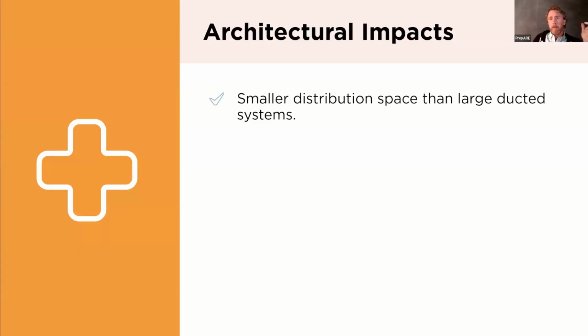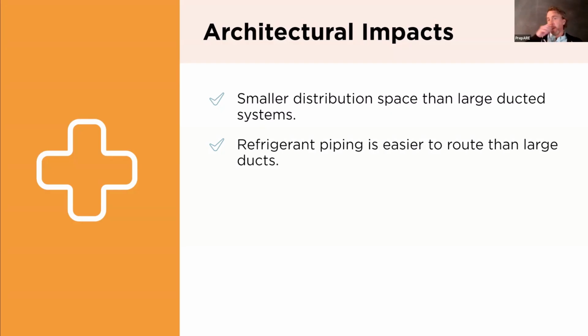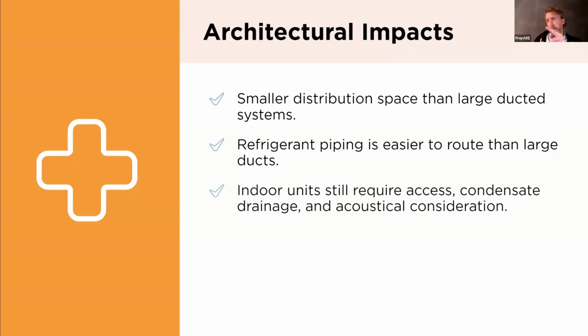I think this is about where we were. So anyway, architectural impacts of VRF. It's going to require a lot smaller distribution space than VAV ducted systems. This refrigerant piping is much easier to route. It doesn't require any slope or anything. You just run it through. You can even pass it through structure, most structural profiles.